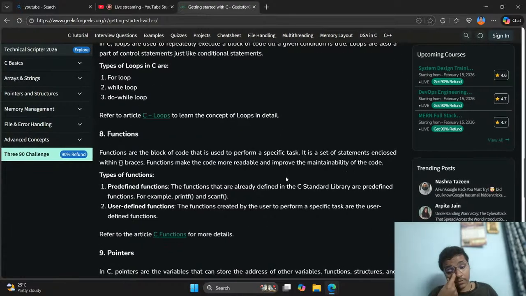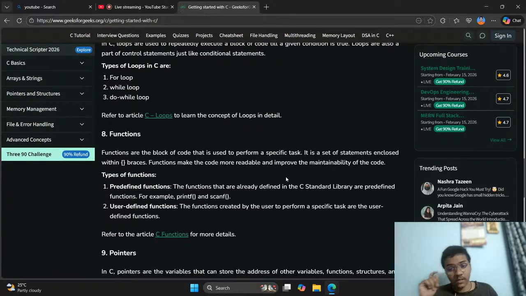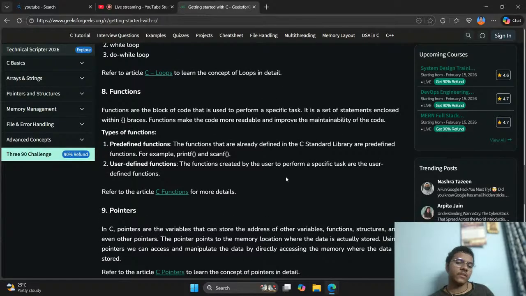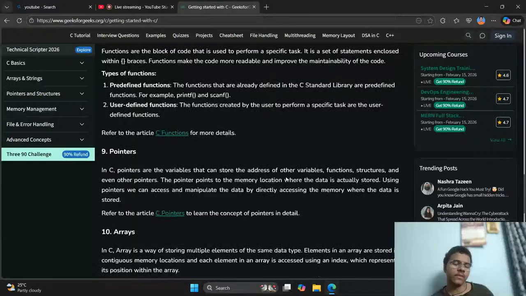Functions are blocks of code that are used to perform a specific task. It is a set of statements enclosed within curly braces. Functions make the code more readable and improve the maintainability of the code. Predefined functions are the functions that are already defined in the C standard library. User-defined functions are the functions created by the user to perform a specific task.